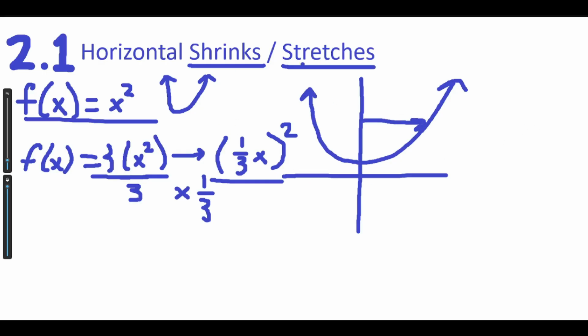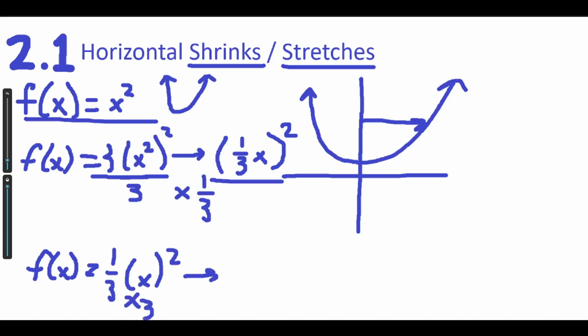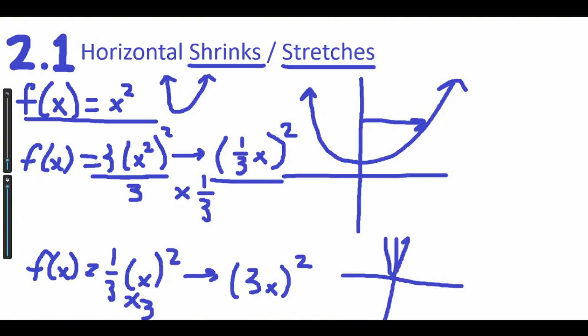However, if we wanted a horizontal shrink, I'm just going to keep writing it as f of x. We go 1/3 x squared. This is supposed to be on the outside, sorry. And to get rid of this, we would multiply by 3. So then, times 3, we would get 3x squared. Now this would tighten up the parabola, which shrinks it horizontally, which is this way.